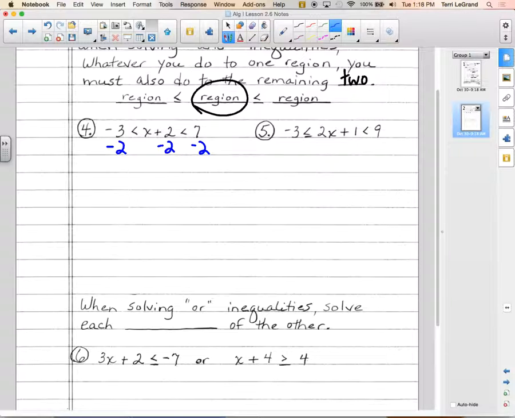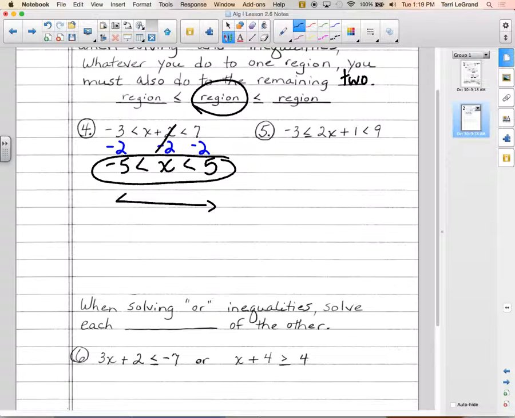Well, class, -3 take away 2 is? -5. Did we multiply or divide by a negative? No, so we can leave the symbol going the way it is. The x is now by itself because those guys take care of each other. 7 take away 2, 5. Do we have another step to do? No, this is our algebraic solution, and now yes, we do have to graph it.